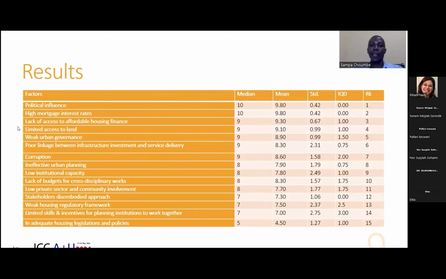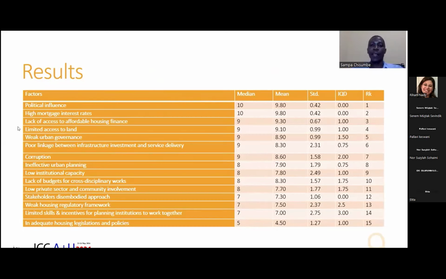Looking at the results, they agree with most of the literature evidence on interest rates and mortgages. The results agree that high interest rates as well as lack of access to affordable housing finance is a major factor affecting most of the urban dwellers in developing countries. This contributes to a number of them opting to settle in unplanned settlements where housing is cheaper. And on the political influence, again, the results agree with the existing literature.